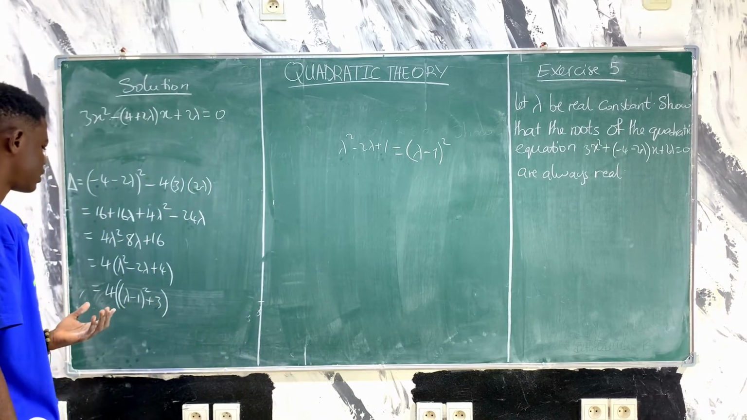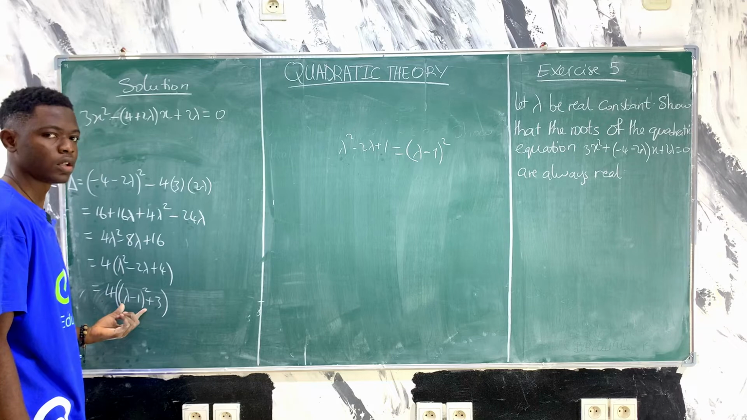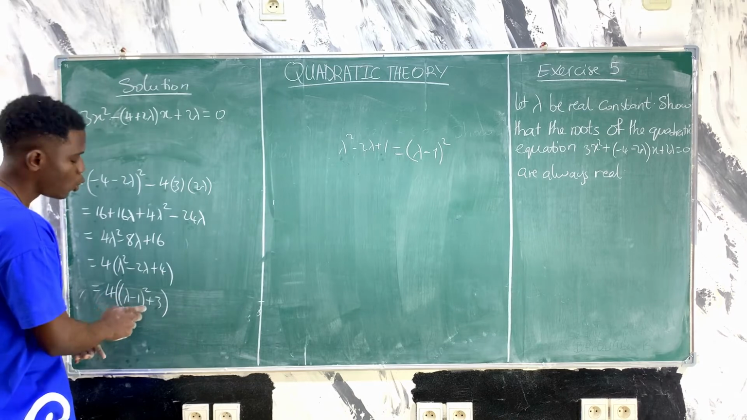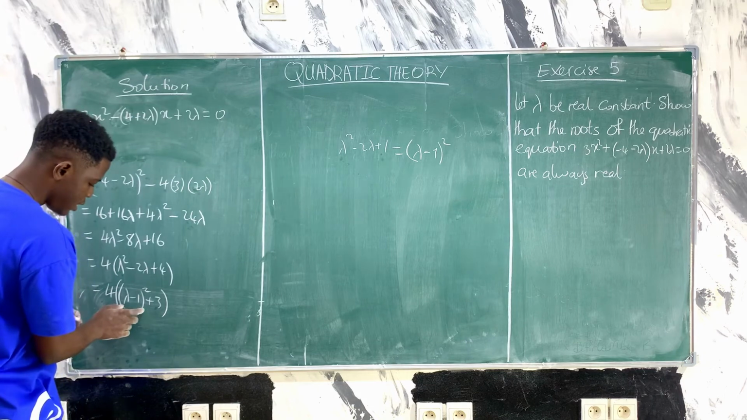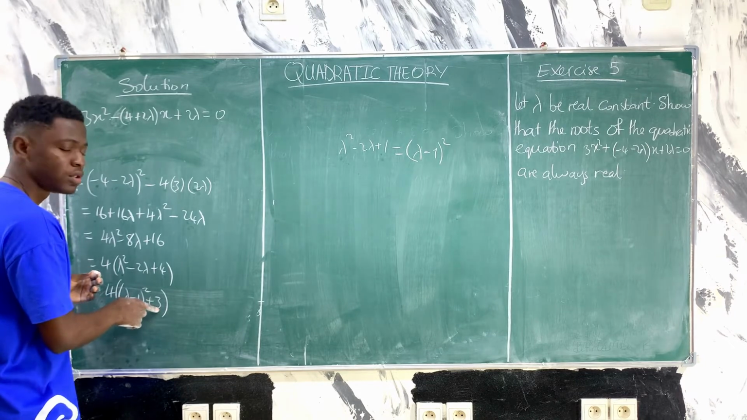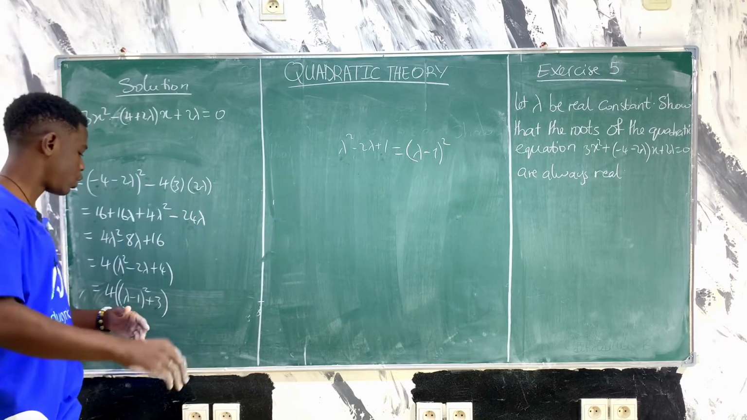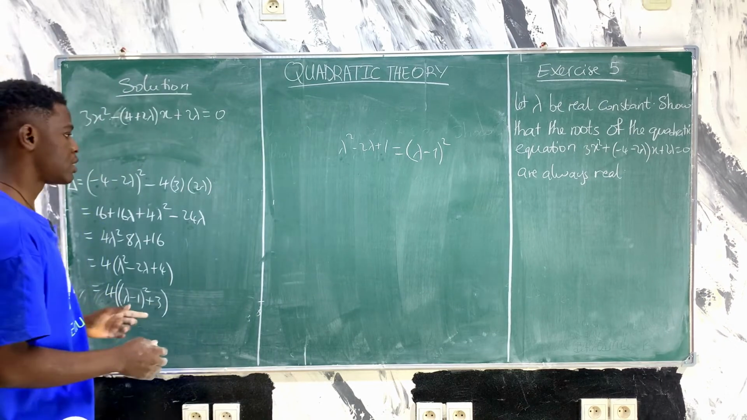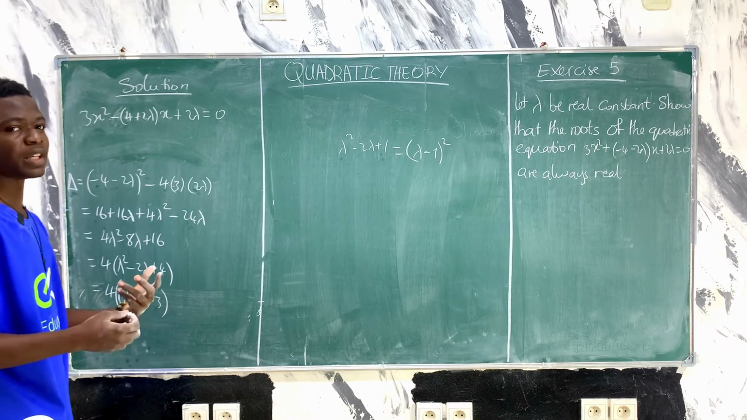So let's see if this is actually always real. We know that a number squared is always greater than or equal to 0. For any value of lambda, this value will always be greater than or equal to 0, so it cannot be negative. If you add 3 to that number, this bracket will always be positive, starting from 3 upwards. Times this 4 makes all of this at least 12. So the answer here can never be negative.